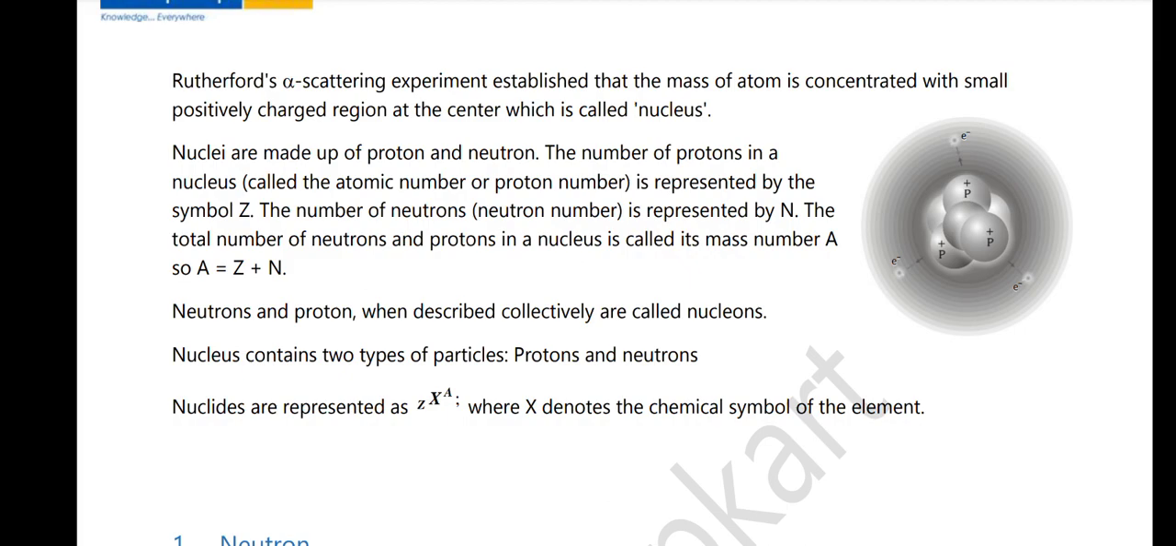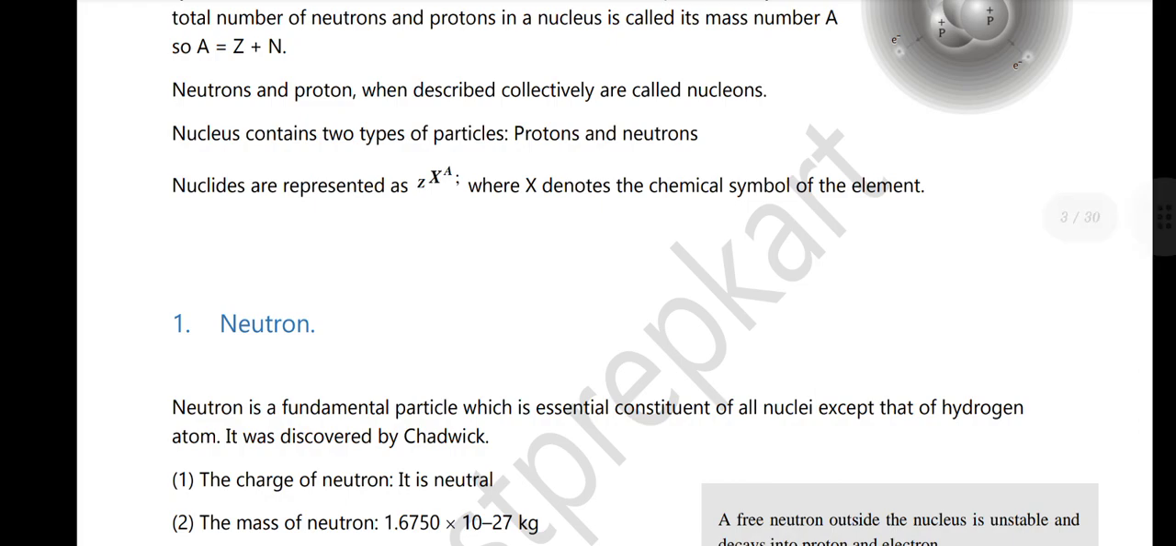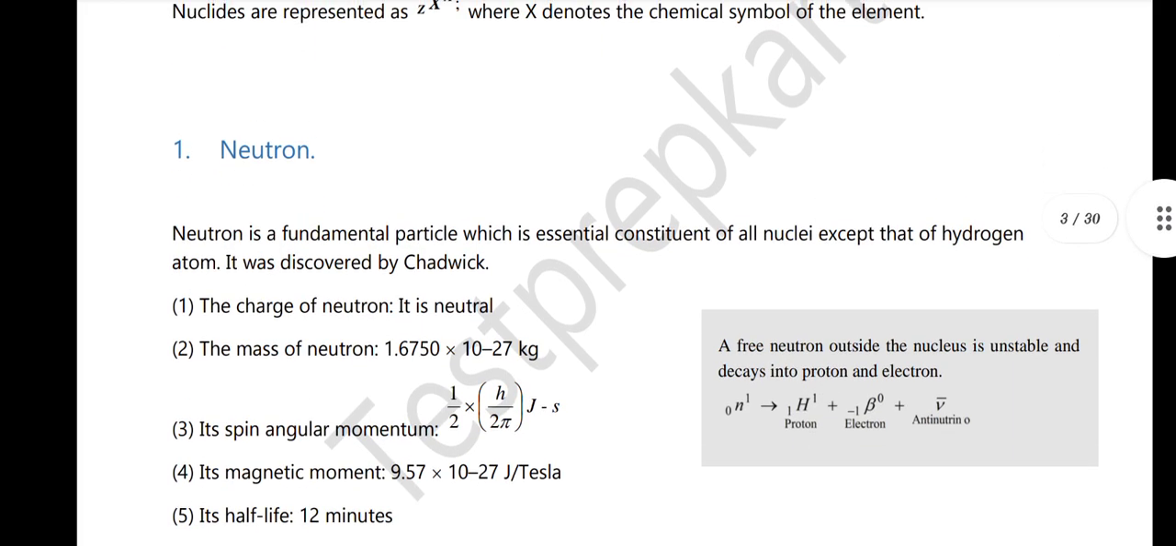Neutrons and protons, when we describe them collectively, are called nucleons. So the nucleus contains two particles, neutrons and protons, and a nuclide is represented with this formula, where X denotes the chemical symbol of that element. This formula is also important. Now this was the basics.